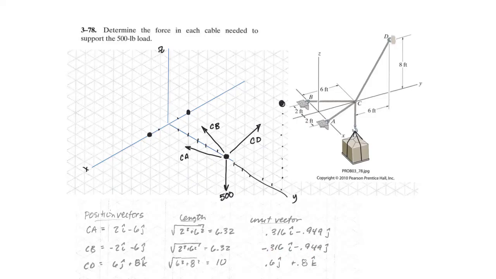And for CD, it is +6 in the J, +8 in the K, same as over here. There's no change in the X direction, so I just get 6J, 8K divided by the square root of the sum of the squares, and I get that as the unit vector. From there, we have to find the force vectors.